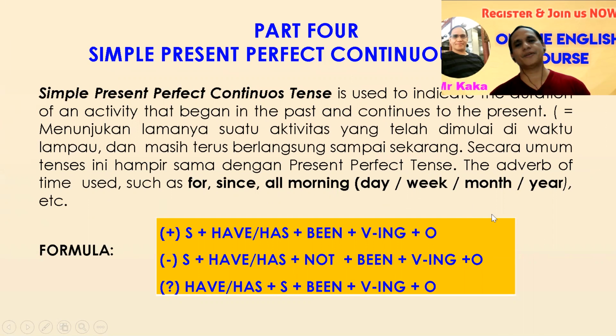Okay, now we will come to the last type of present tenses. Oh, sorry, the last type of present tenses is the simple present perfect continuous tense, right? Okay, simple present perfect continuous tense is used to indicate the duration of an activity that begins in the past and continues to the present, right?